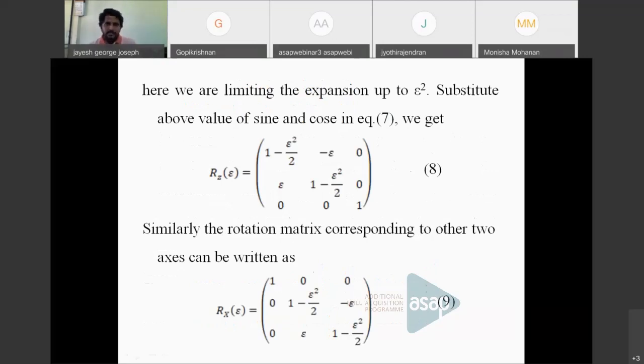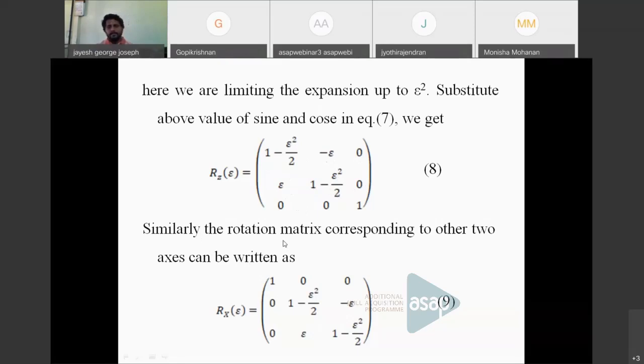Substituting the above values of the sine and the cosine in equation 7, we get R_z of epsilon is equal to: the first term is the cos, 1 minus epsilon squared by 2, and this is the minus sine, therefore that becomes minus sine theta, which is equal to minus epsilon, 0. And here this is plus sine theta, that is epsilon itself. And here this is 1 minus epsilon squared by 2, 0. The last row is 0, 0, 1.